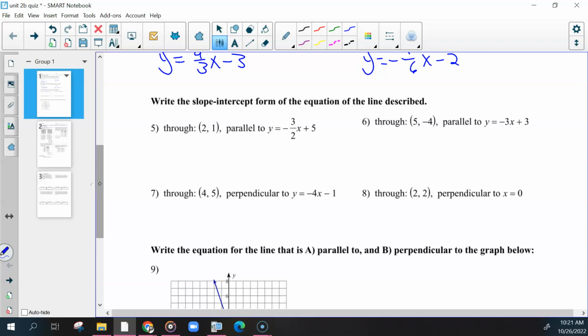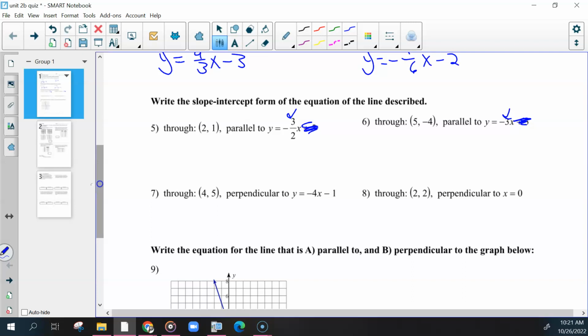For 5 and 6, these are both parallel, so the slope is going to stay the same. We don't need the y-intercept they gave us. So if you want to cross that out, you can, so you're not using it. And then you're using your point-slope formula.